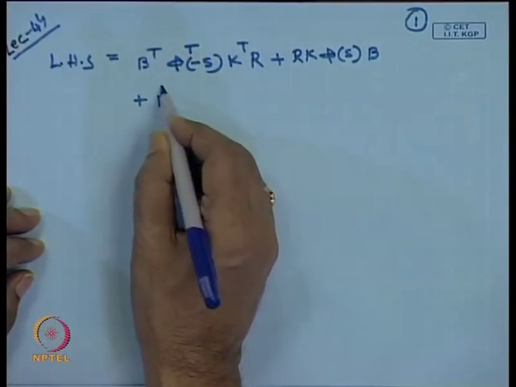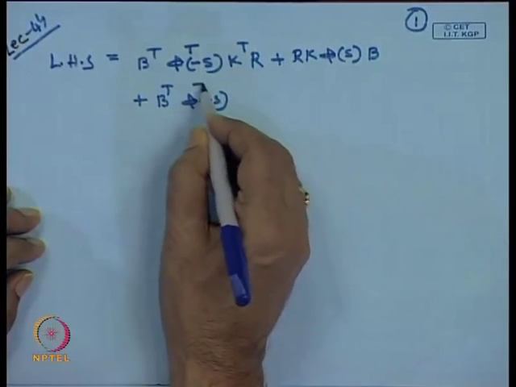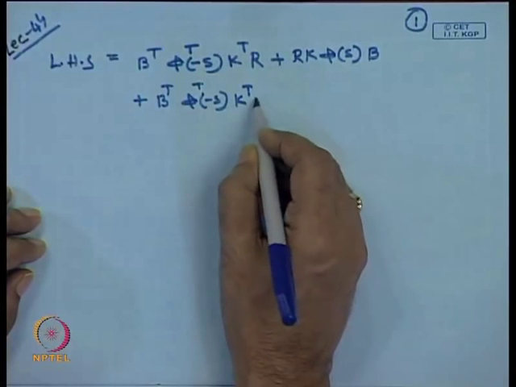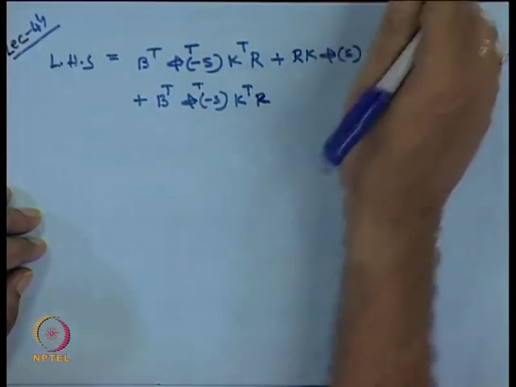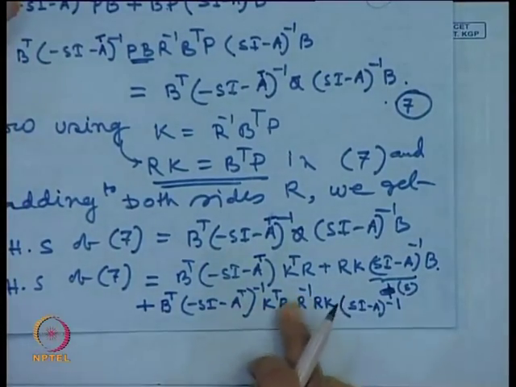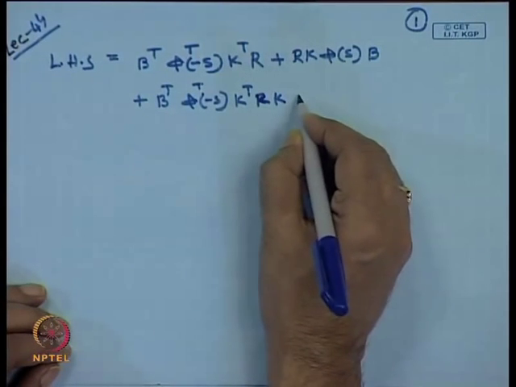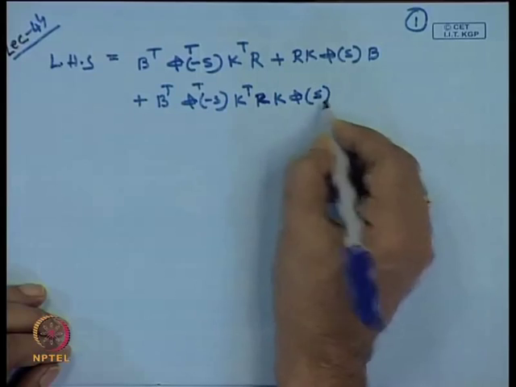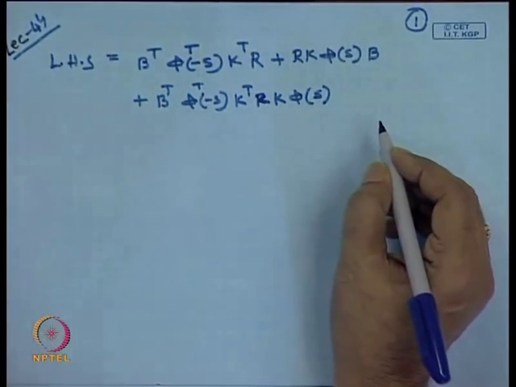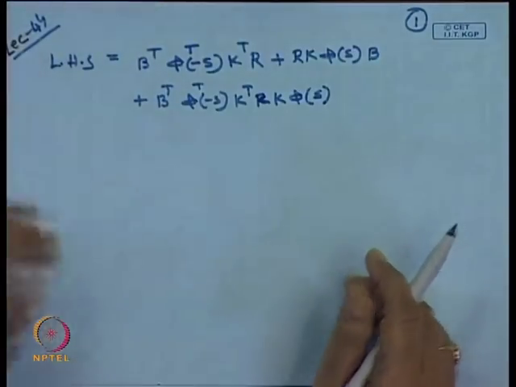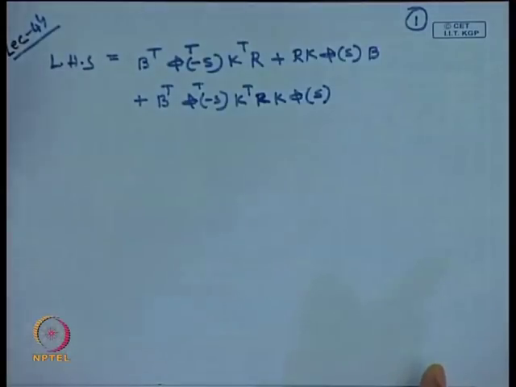Now the third term is coming here. It is B transpose phi minus S transpose, then K transpose, then K transpose R K, K transpose, you see this is as it is, this is the identity matrix. So K transpose R K, K transpose R K plus phi K, phi S, agree? Plus, so we have written it this way, then this plus this. So this we can write as this.